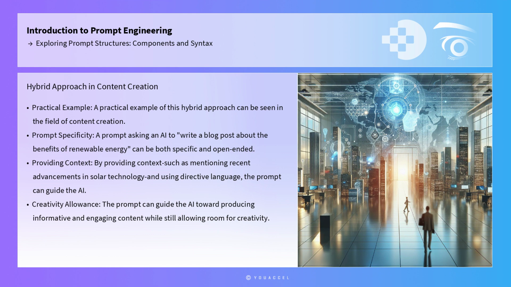A practical example of this hybrid approach can be seen in the field of content creation. A prompt asking an AI to write a blog post about the benefits of renewable energy can be both specific and open-ended. By providing context, such as mentioning recent advancements in solar technology, and using directive language, the prompt can guide the AI toward producing informative and engaging content while still allowing room for creativity.